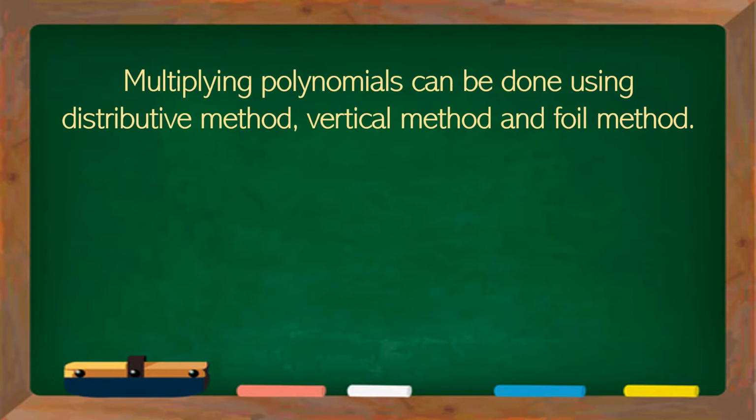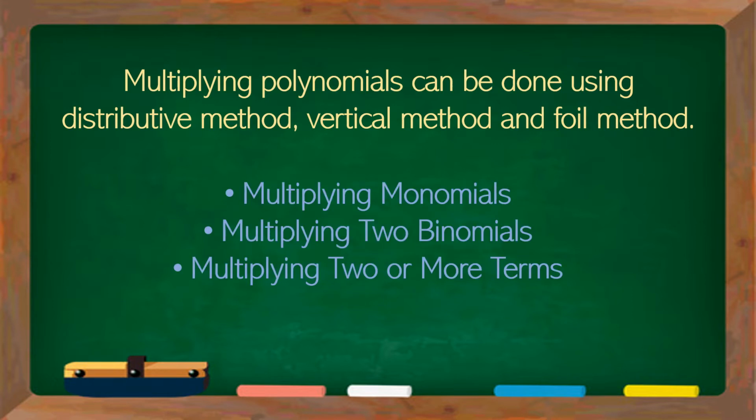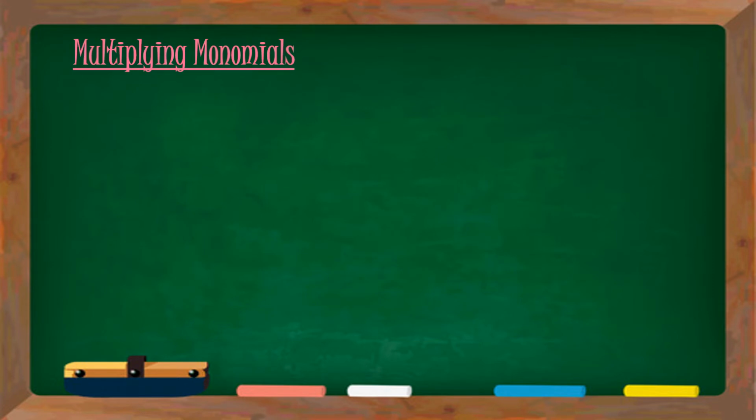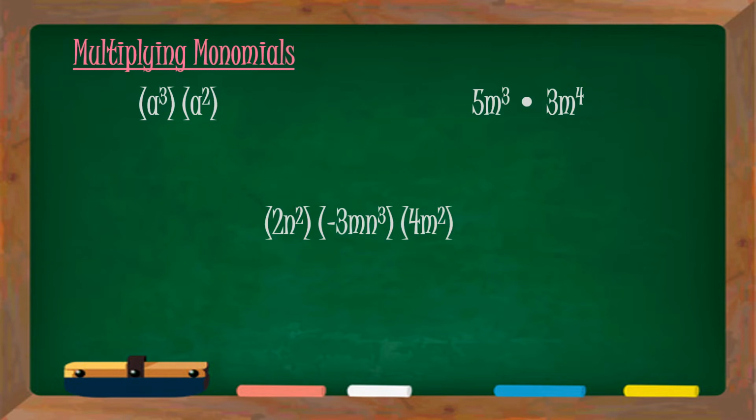Itong FOIL method. Then meron tayong iba't ibang ma-encounter in multiplying polynomials like multiplying monomials, multiplying 2 binomials, and multiplying 2 or more terms. So, mag-start muna tayo kay multiplying monomials. So, I have here examples of monomials. Okay? So, sa una, we have a to the third power times a to the second power.